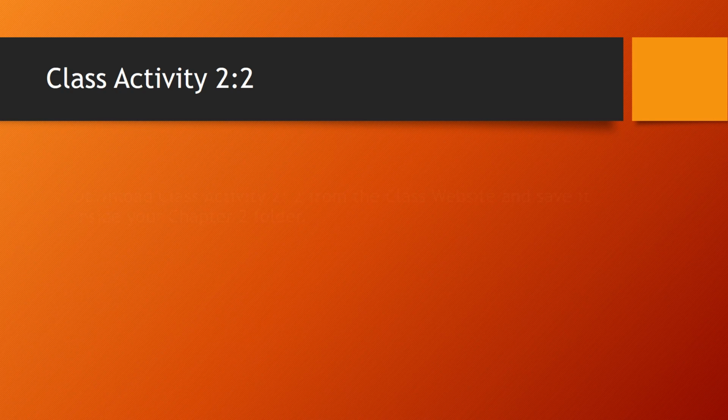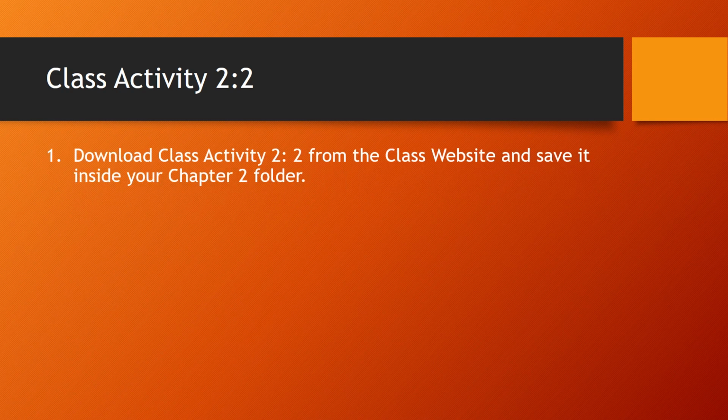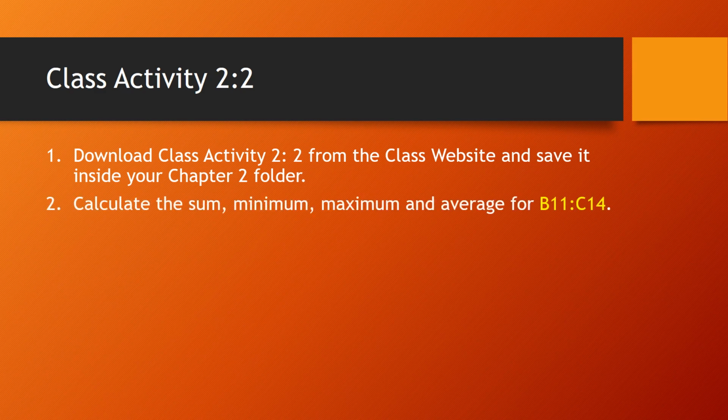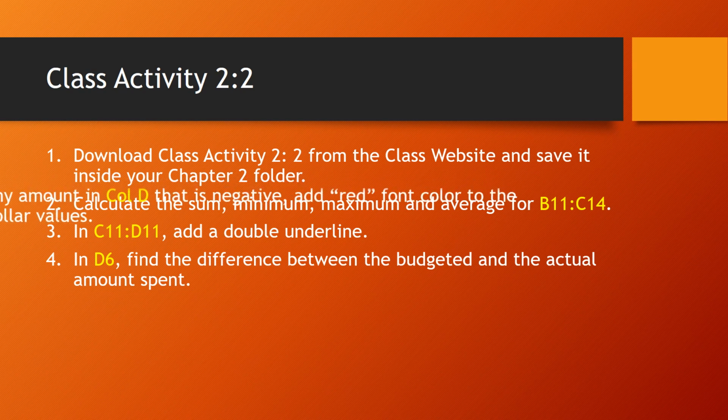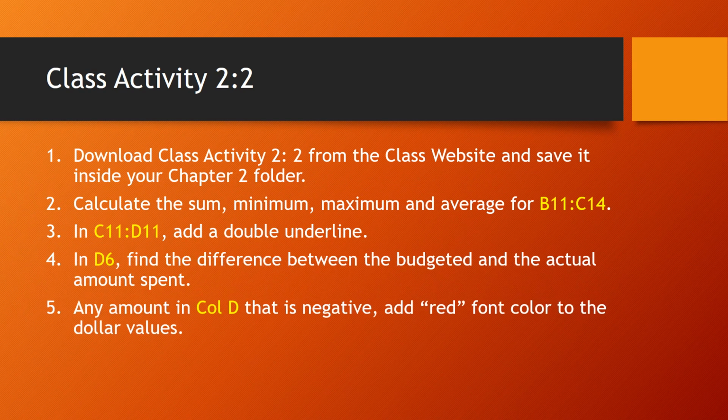Congratulations, you have just finished part 2. Download class activity 2.2 from the class website and save it inside your chapter 2 folder. Calculate the sum, minimum, maximum, and average for B11 through C14. In C11 through D11, add a double underline. In D6, find the difference between the budgeted and the actual amount spent. Any amount in column D that is negative, add a red font color to the dollar values.